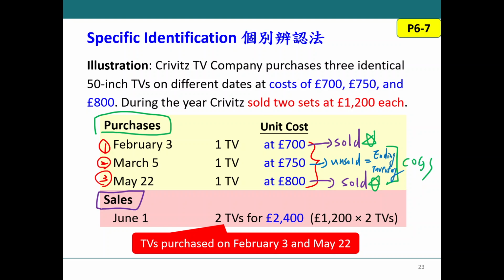Okay, so with this first method, specific identification, we tell you which one was sold and which one is still in your company. But you should understand that it's a rare case. In most cases, it's impossible to use this method. So let's look at the other 2 methods for most cases.